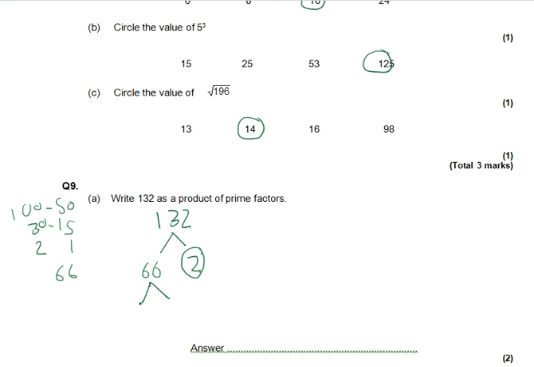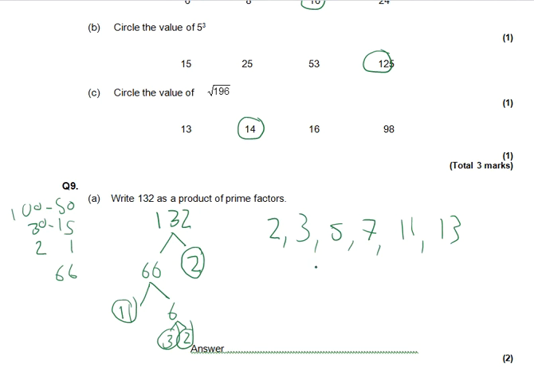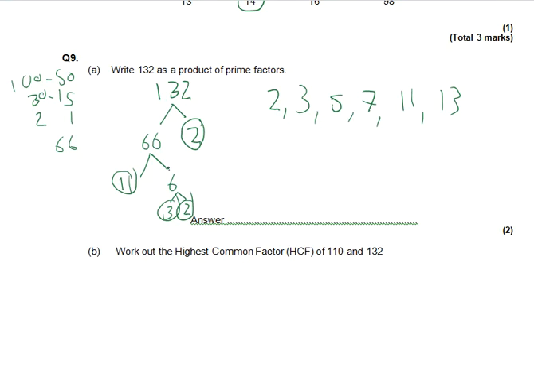Now 66 is 11 sixes, 11 is prime, and 6 is 3 and 2. Again, remember that you circle your prime numbers, and we should know our prime numbers: 2, 3, 5, 7, 11, 13. So our answer for this one, as it's asking for a product of primes, is 2 squared times 3 times 11.